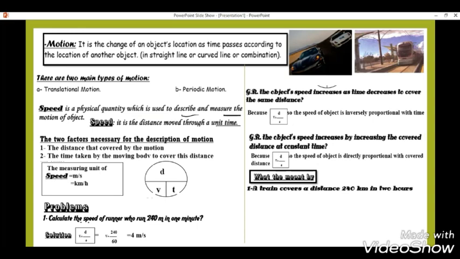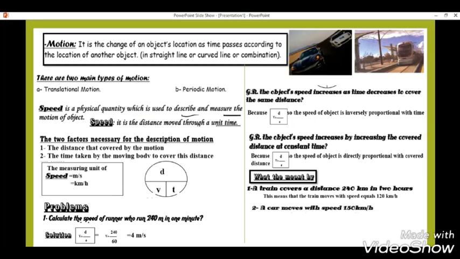A train covers a distance of 240 kilometers in 2 hours. So we have the distance and we have the time, so we talk about the speed. This means that the train moves with a speed equal to 120. We divide the distance by the time: v equals d divided by t, 240 divided by 2 hours, so it's 120 kilometers per hour.